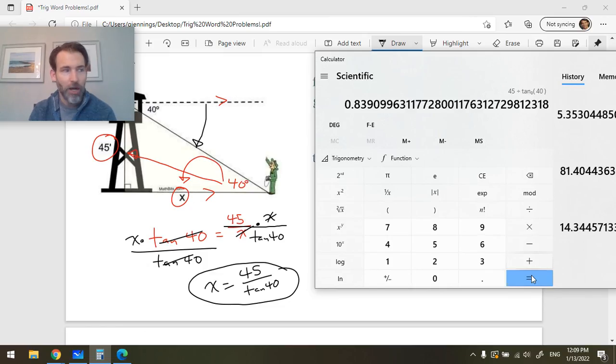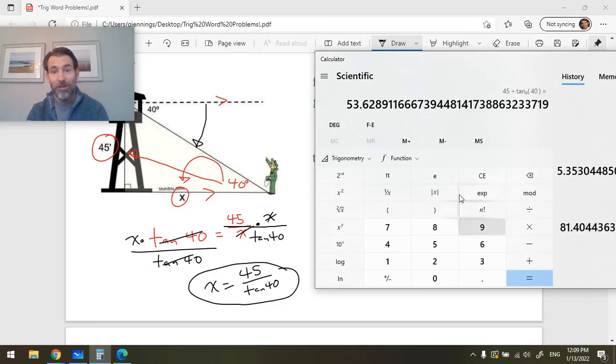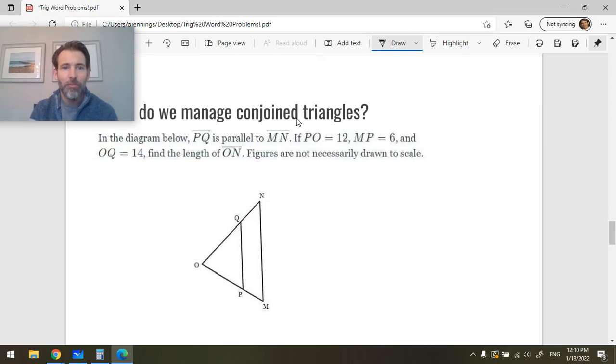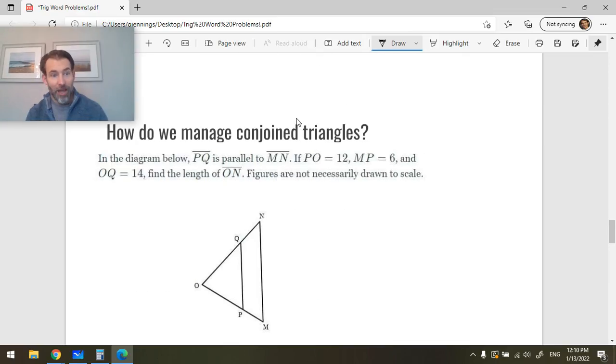So let's see, what's our answer? It should be a little bit longer than 45, and it is. It's 53.6 feet. X equals 53.6 feet. Cool. Now, there's one more thing that we're going to look at, and that's when we have triangles within triangles.